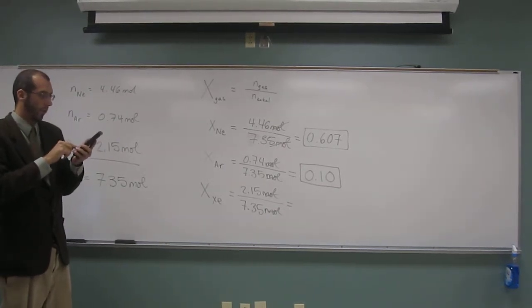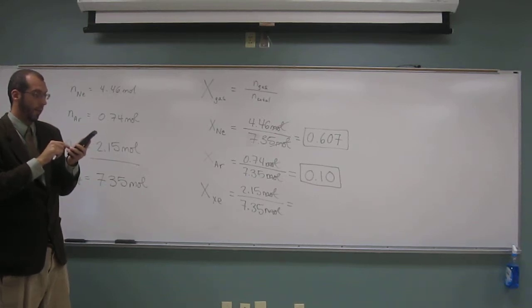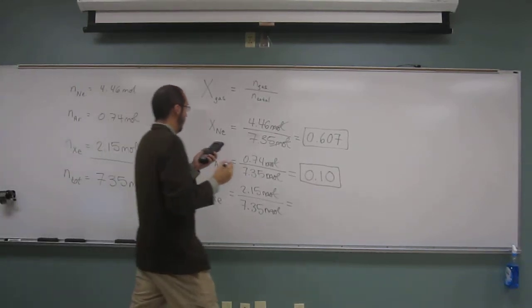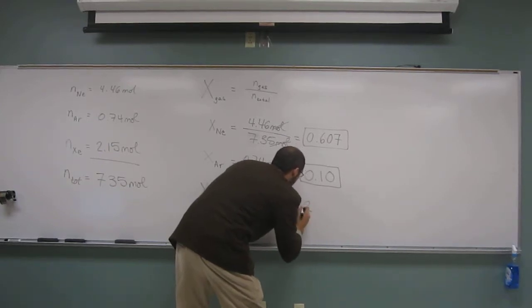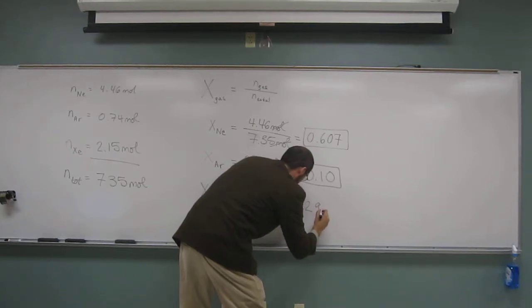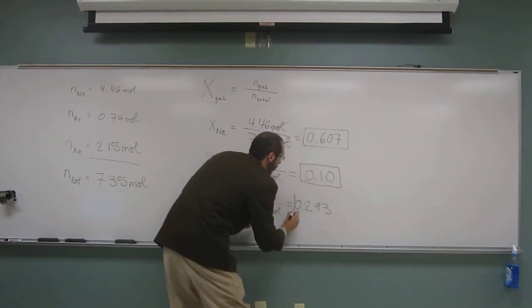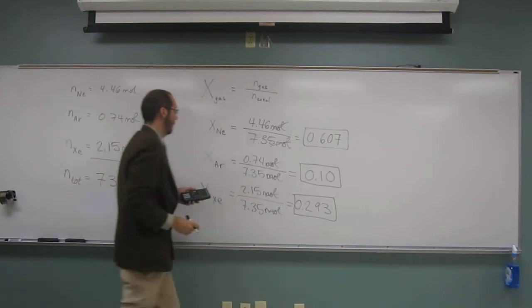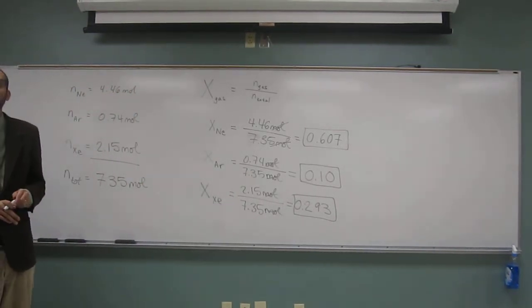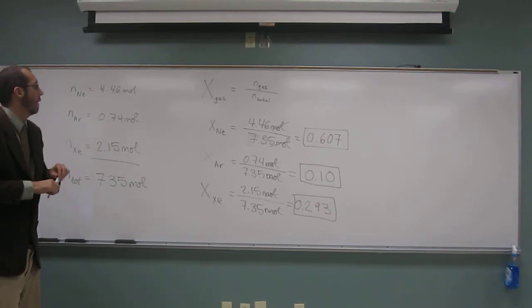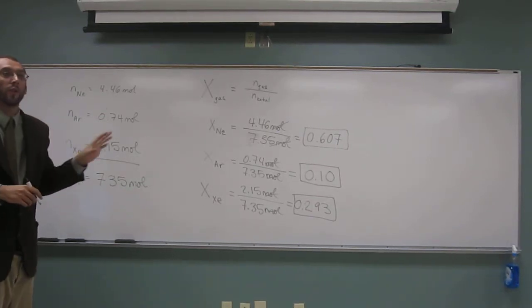And 2.15 divided by 7.35 is going to be 0.293. Okay, so the mole fraction for xenon is 0.293. Let's figure out the partial pressure for just one of these.